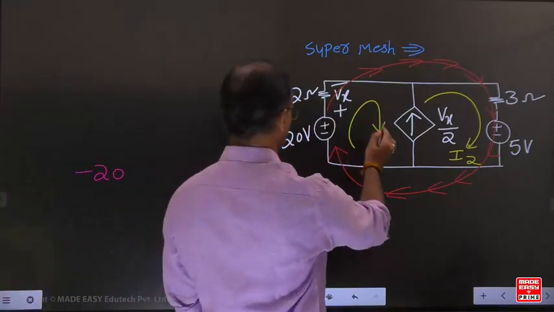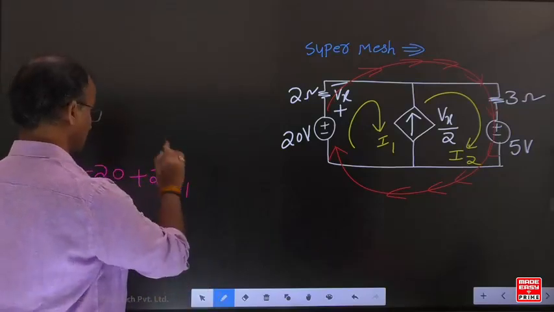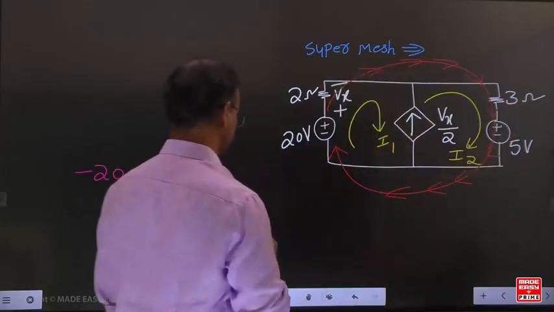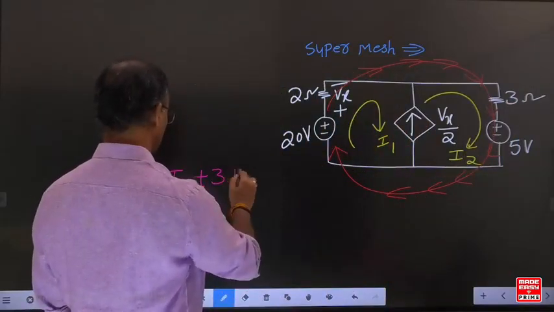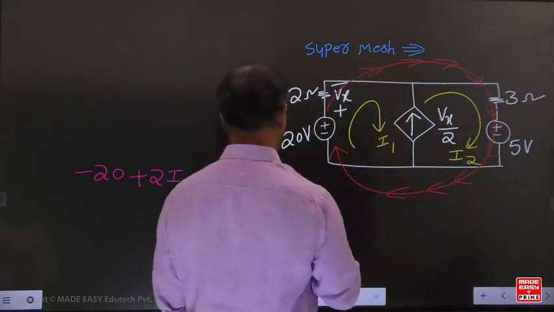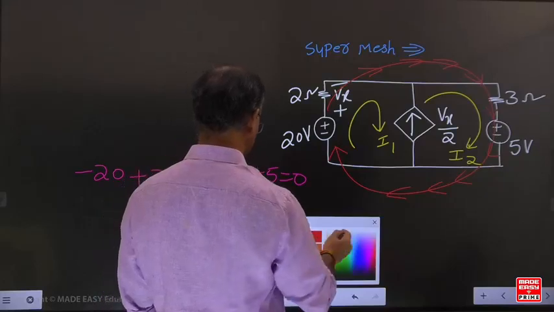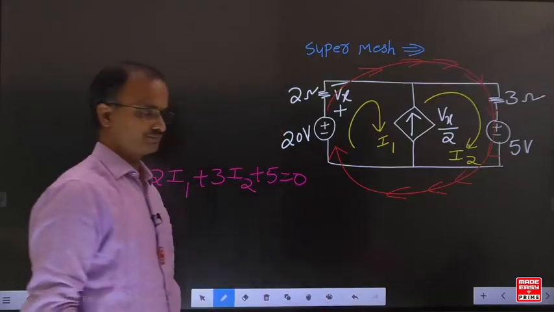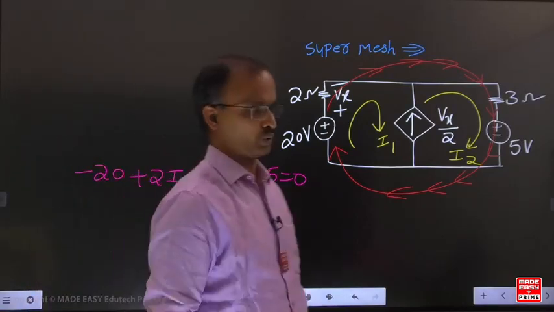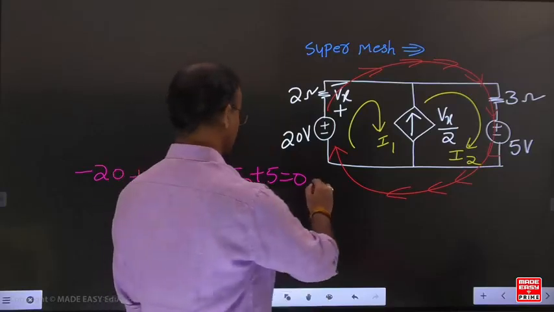In the 2 ohm resistance, the current circulating is I1, so the drop is 2 I1. In the 3 ohm resistance, the current circulating is I2, so 3 I2. What about this one, higher potential to lower potential, voltage drop? This entire equation equals 0. We developed the combined equation for loop 1 and loop 2, excluding the current source.